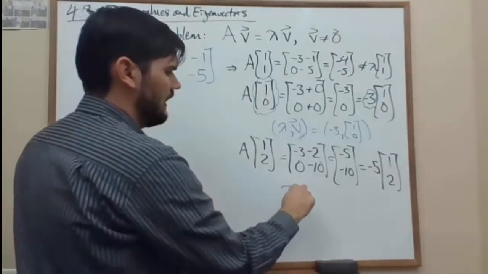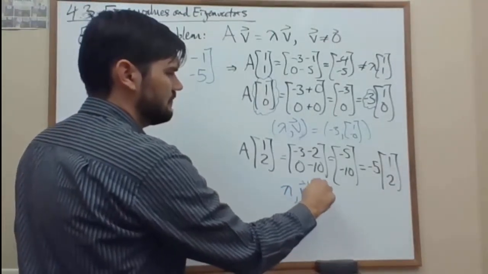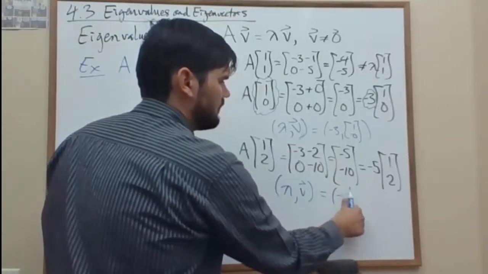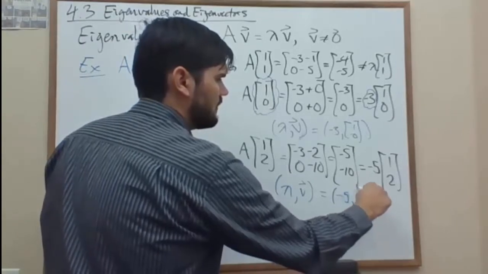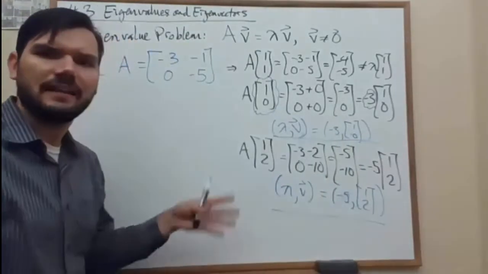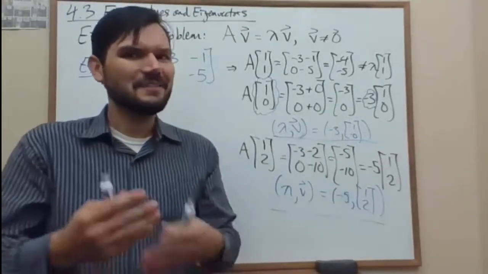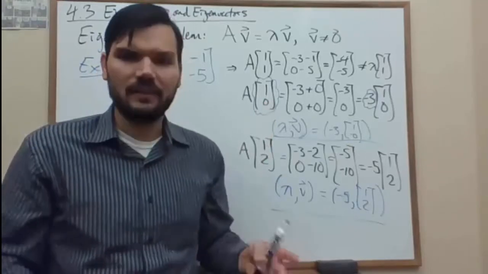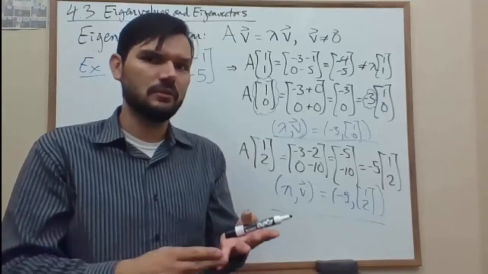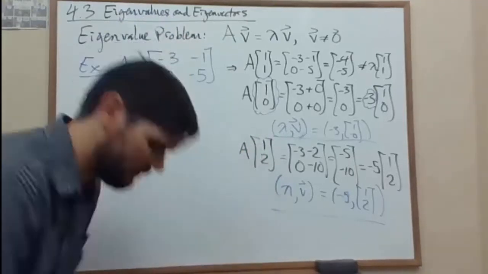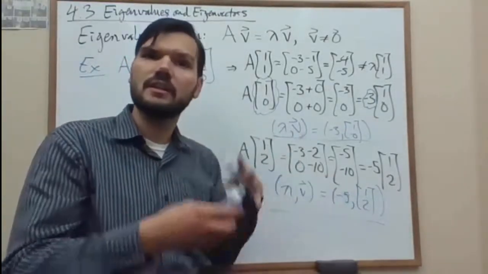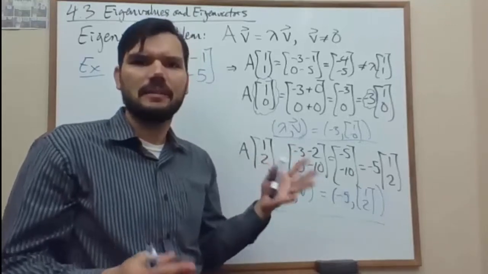So I have the eigenpair -5 and 1, 2. So I found 2 eigenpairs. And just like characteristic equation, the number of eigenpairs is related to the size of the matrix, just like the number of roots is related to the order of the differential equation. Because it's a 2 by 2 matrix, we're expecting 2 eigenpairs, or at least 2 linearly independent eigenpairs.